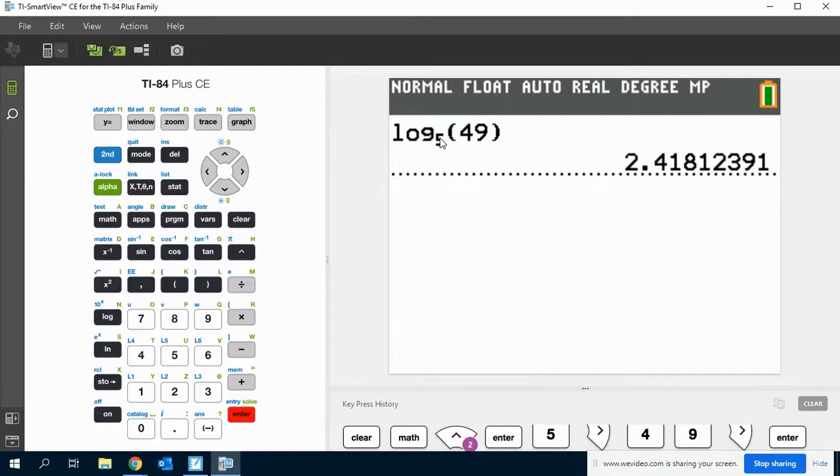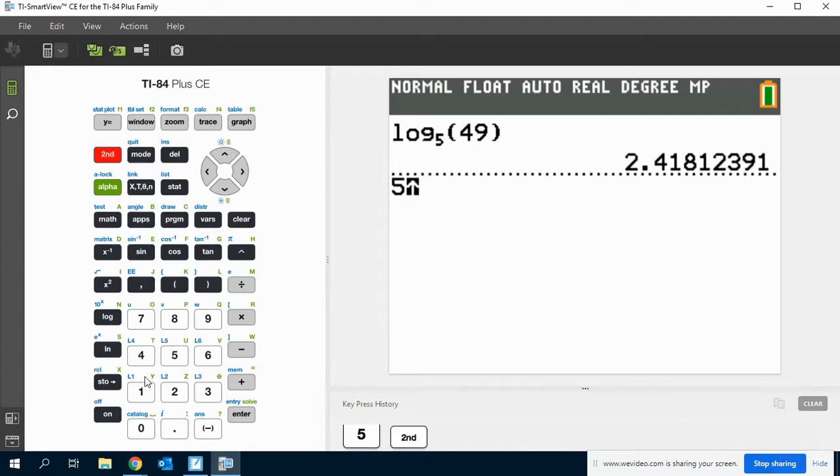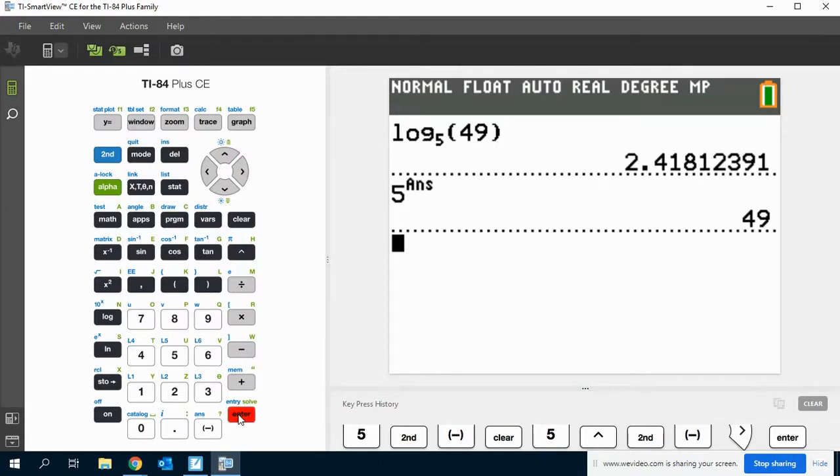Now notice it's between 2 and 3, which is what we predicted it would be. Now, just to make sure that this actually makes sense, if I do 5, the caret, to this number, 5 to the answer, that should end up getting me 49 because these are inverse operations, and it does.